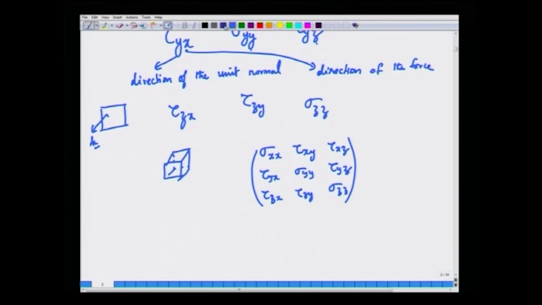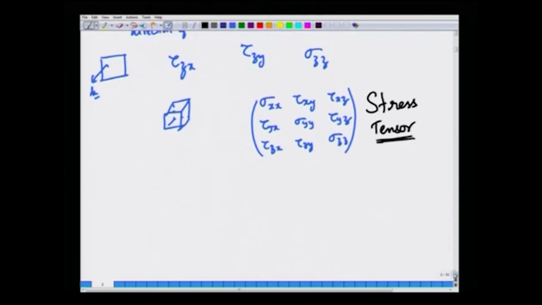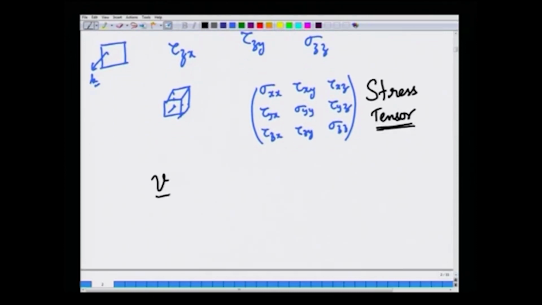Now, this collection describing the state of stress present in a fluid is called the stress tensor. Why is it called a tensor? It is because of the following reason. If you have a vector like velocity, you can write it as v x times i plus v y times j plus v z times k. You need only one subscript to denote the direction of the components in which the velocity is pointing.